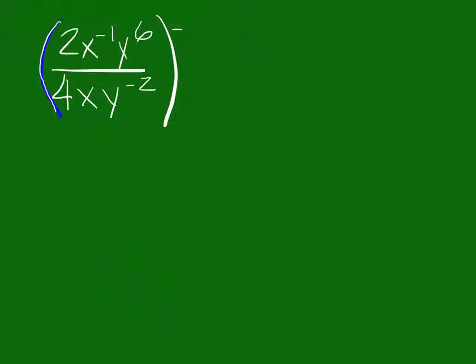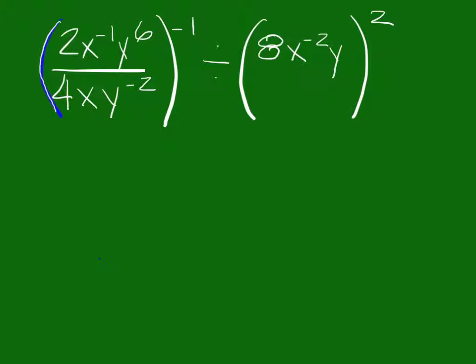There we go. This one will be 2x to the negative 1 y to the 6th over 4x y to the negative 2. All of this to the negative 1 power, and then divided by the second power of 8x to the negative 2 y over 2x y to the negative 1.